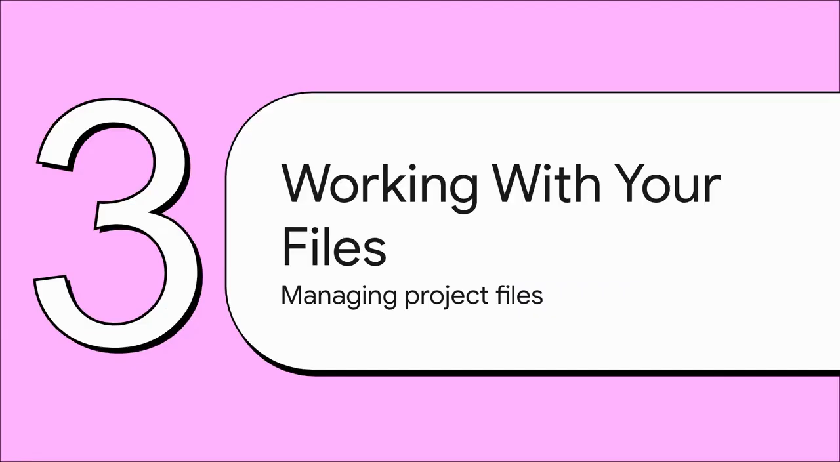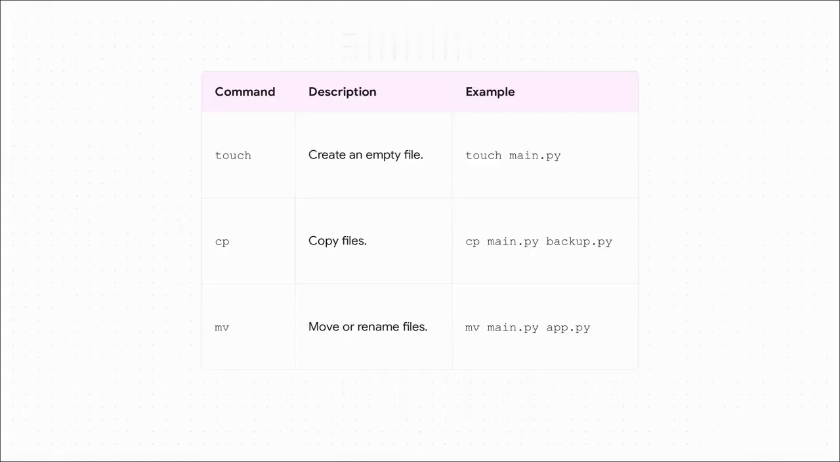Okay, so we're inside our shiny new project folder, but it's empty. Kind of lonely in here. We need to start creating the actual files for our project. The touch command is a super fast way to create a new empty file. So for our Python project, we could just type touch main.py.